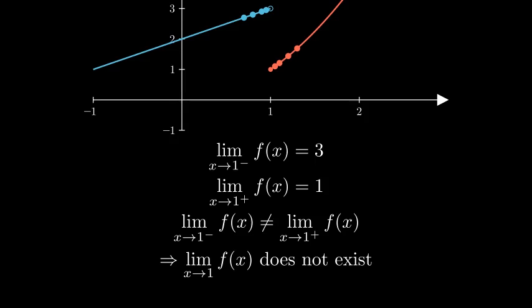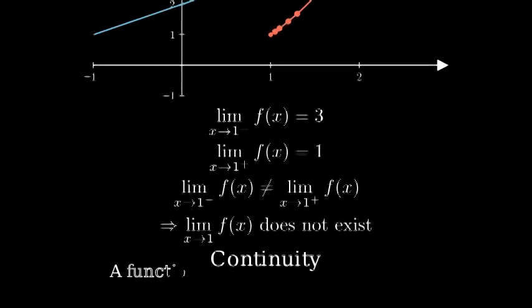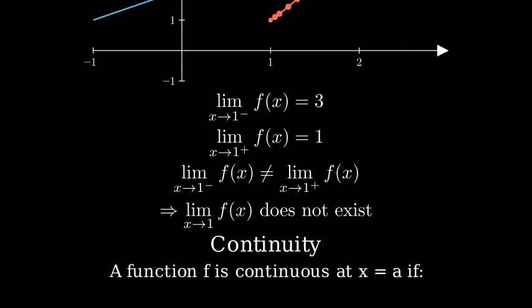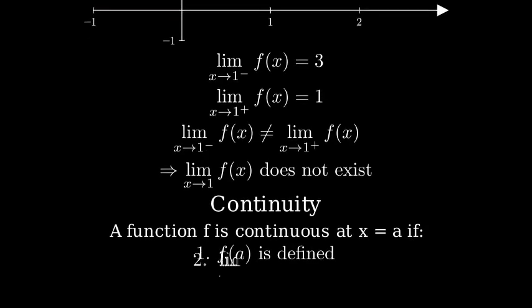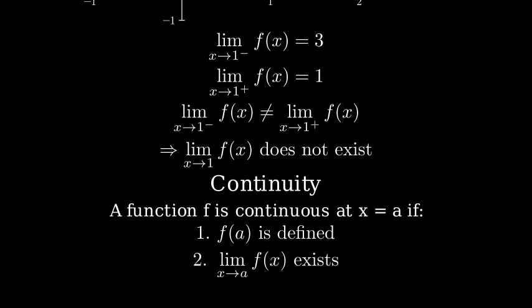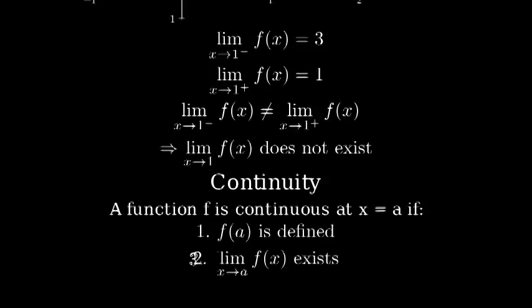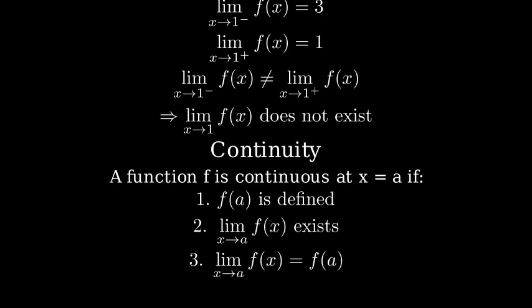Now, let's discuss continuity, which is closely related to limits. A function f is continuous at x equals a if all three conditions hold. First, f of a is defined. Second, the limit of f of x as x approaches a exists. Third, the limit equals f of a.